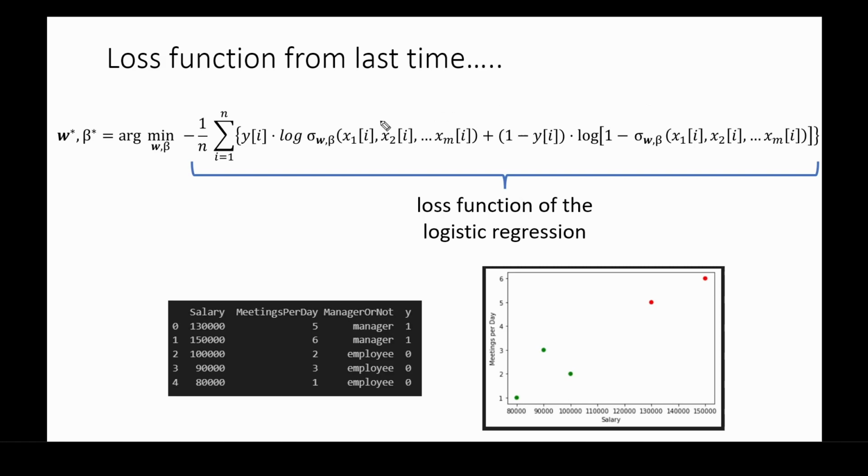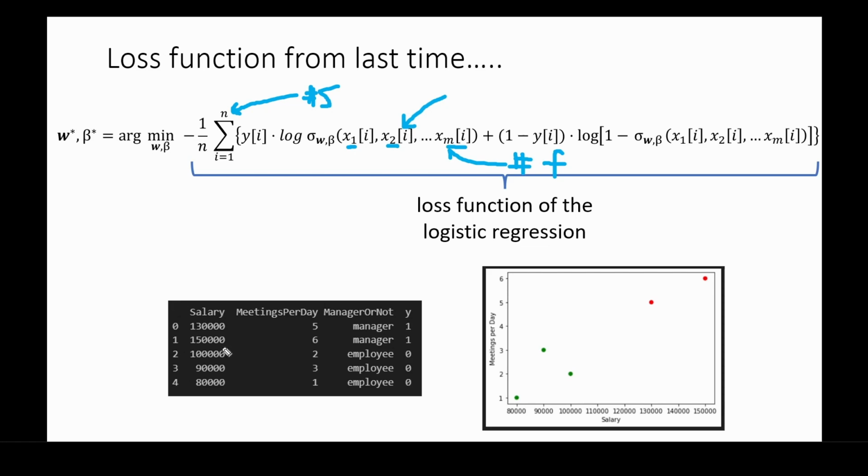Okay, let's talk about some notation here. This n is the number of samples, and this m is the number of features. I'm going to use the subscript for the feature number, and for the sample number, I'm going to incorporate a number inside open and close square brackets.